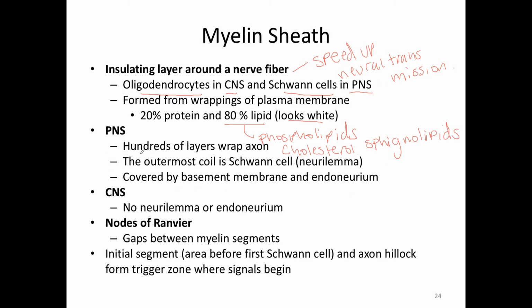So in the peripheral nervous system, hundreds of layers of a cell wrap the axon, and the outermost coil is the Schwann cell body itself, which forms something called the neurolemma. It's also covered by a basement membrane and by endoneurium. So this is over the top of the Schwann cell, and we'll see this in neuron repair.